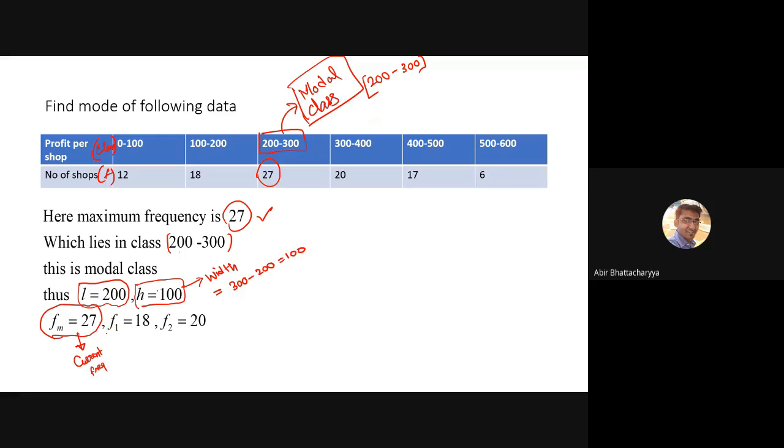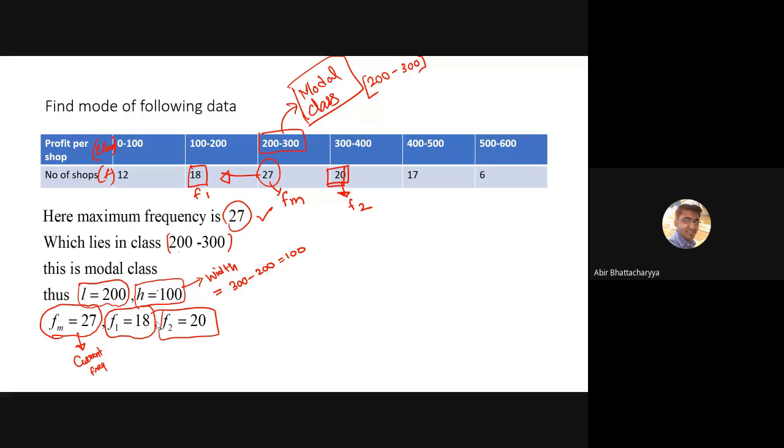Okay. F1 is the preceding frequency. That means, what is the preceding frequency? 18. That is your F1. This is your FM. And the next frequency is known as F2. Next frequency is F2. Clear? All these data elements are clear to you.